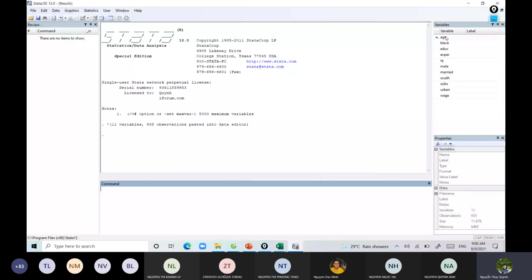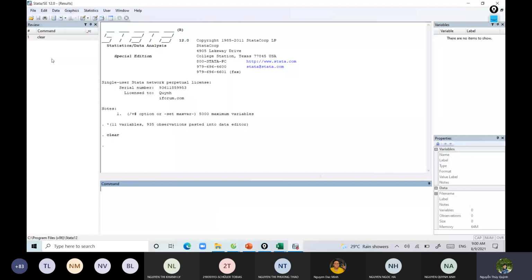Actually, we have 11 variables in the data set. Okay, that is the first way to import the data. We still have another way. Now, before doing the second way of inputting the data, I will have to clear the current data that I have just input.